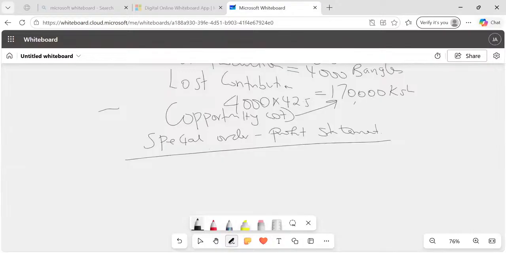So we start with revenue. Is there somebody who remembers how many bangles the special order has? They're telling me 10,000 bangles. Don't forget, there are 10,000 bangles. So, 3 marks, we start with revenue of the special order. It will be 10,000. Do we know the selling price of the special order?